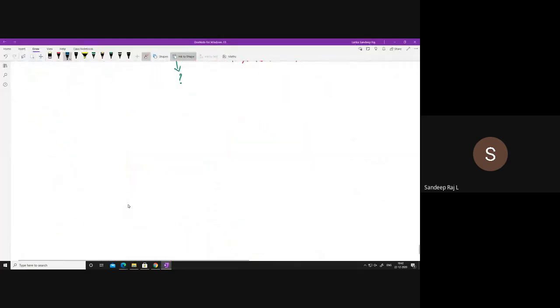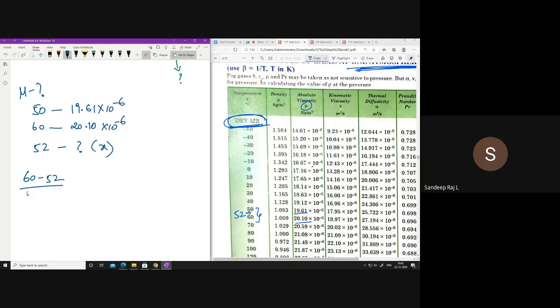So let me go down here for calculating the mu value. At 50, it is 19.61 into 10 to the power of minus 6. At 60, it is 20.10 into 10 to the power of minus 6. And then you have to calculate it for 52. What is the value? How to get it? Do it fast and tell me. I need not do it every time.